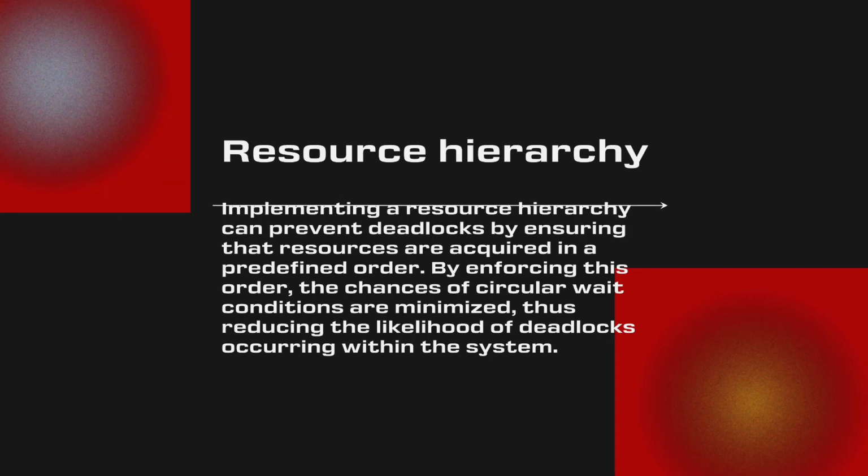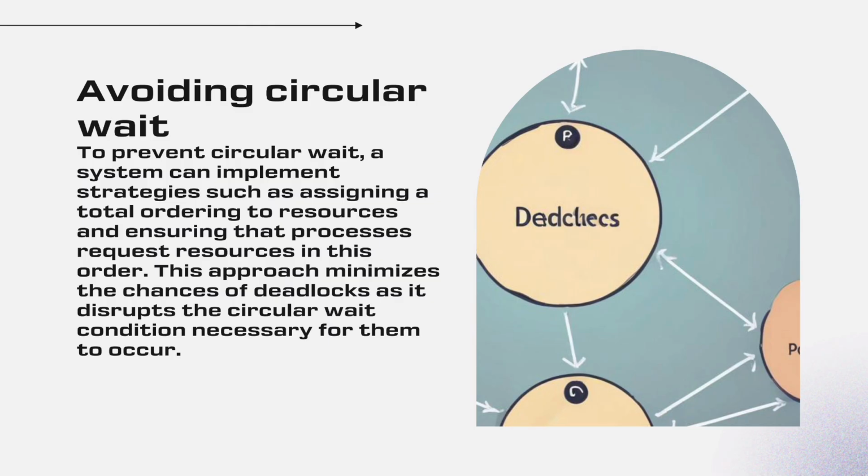Next, we see prevention. Resource hierarchy. Implementing a resource hierarchy can prevent deadlocks by ensuring that resources are acquired in a predefined order. By enforcing this order, the chances of circular wait conditions are minimized, thus reducing the likelihood of deadlocks occurring within the system. Avoiding circular wait.